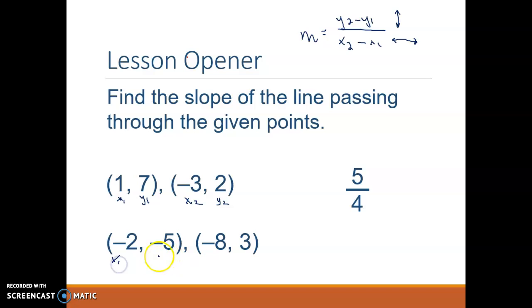And when we do that for the second one, x1, y1, x2, y2, we take 3 minus negative 5, all over negative 8 minus negative 2. Use parentheses to protect those negatives, and what you get is positive 8 over 8 minus negative 2, negative 6. I wrote right on top of where the answer appears. We would then reduce that to negative 4 over 3.